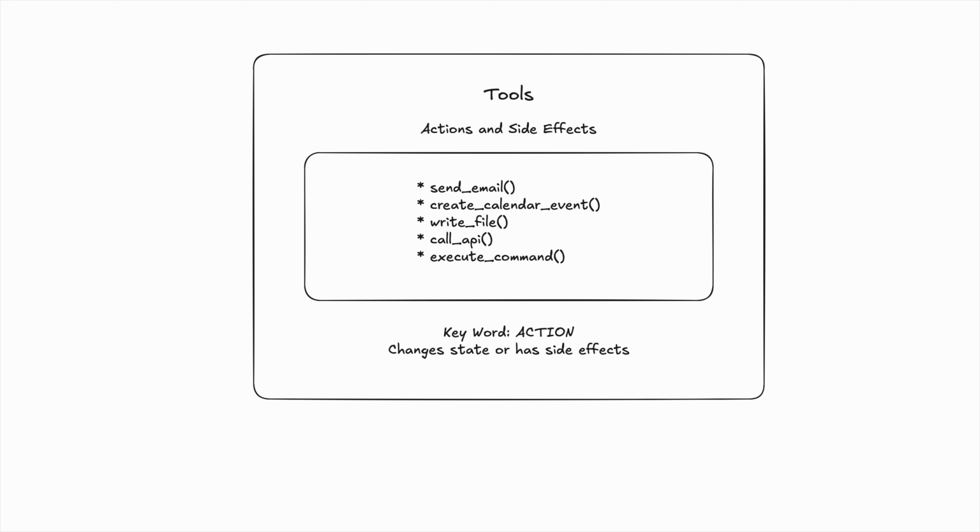Starting with tools. Tools are for actions, things that change state or have side effects. Think about operations like send an email, create a calendar event, write to a file, call an API, or execute a command. When Claude needs to do something, to take an action in the world, it calls a tool. The key word here is action. Tools change things. They have side effects.